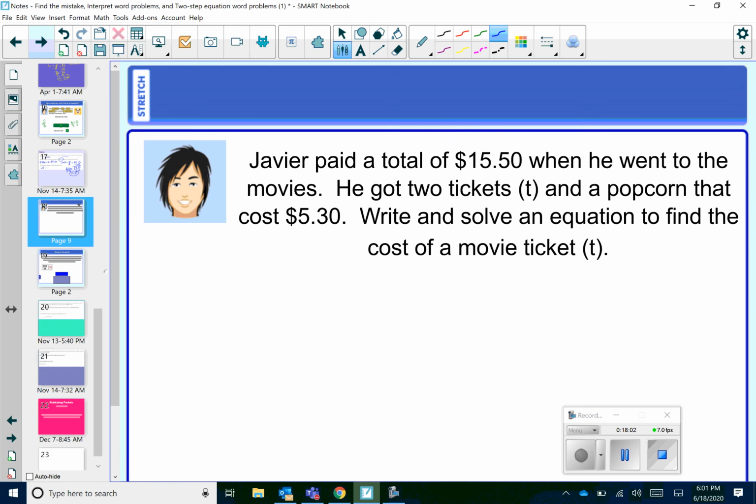Javier paid a total of $15.50 when he went to the movies. He got 2 tickets and a popcorn that cost $5.30. Write and solve an equation to find the cost of a movie ticket.